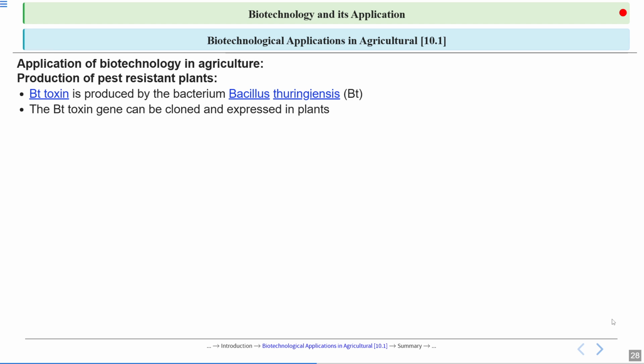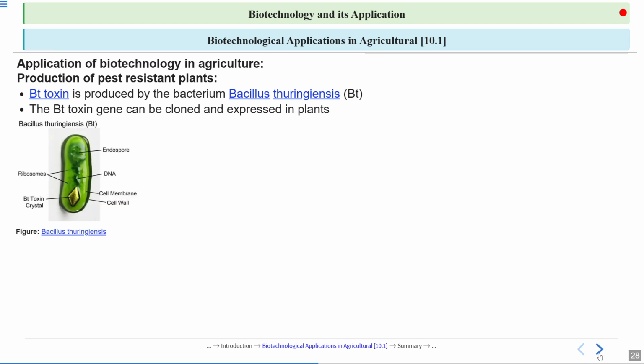We have studied all these processes of cloning and expressing in host plants in a previous chapter. So we can clone and express this Bt toxin gene in plants. Now what will happen if we express this Bt toxin gene in plants? That we will see in upcoming slides.